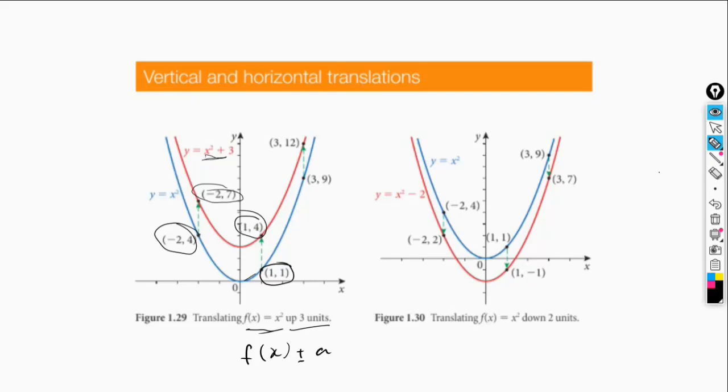To the right, we can see f of x equals x squared translated 2 units down. And notice that we see the same pattern. In this case, all the y coordinates move down 2 units and the x coordinates remain the same. So we see the example of 3, comma 9 becoming 3, comma 7, or negative 2, comma 4 becoming negative 2, comma 2, and so forth.